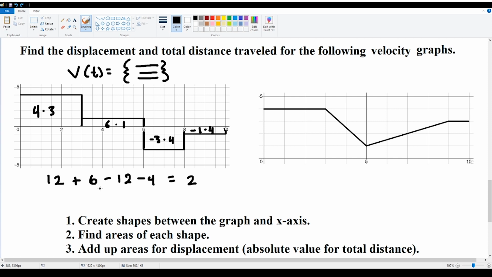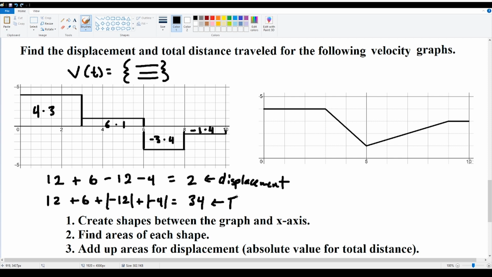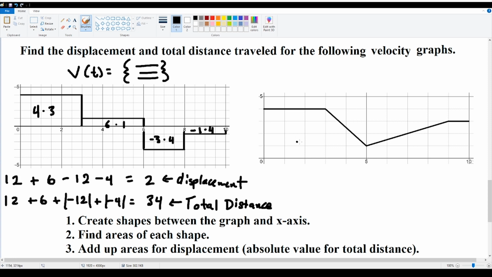Because we did not take any absolute values, though, this would be the displacement of the graph. If we were to take the absolute value of all of the different areas instead, we would end up getting a total distance value of a whopping 34 units because our -12 is turned positive, so we have a lot of big numbers here. With our second example, we don't have any negative velocities or any graphs that go below the x-axis, meaning our displacement and total distance are going to be the exact same answer.